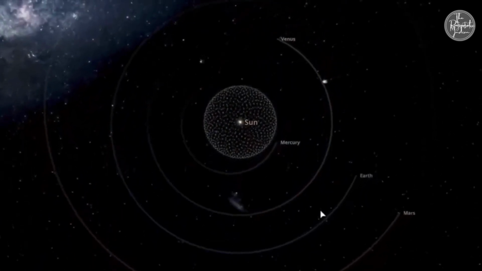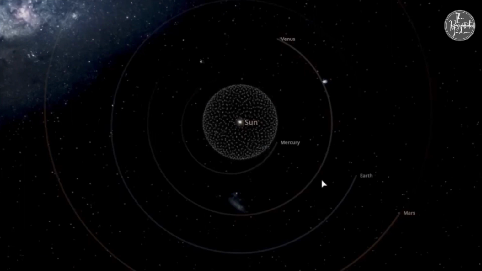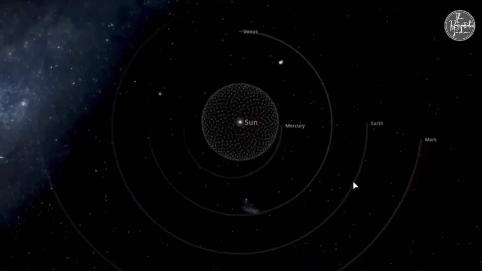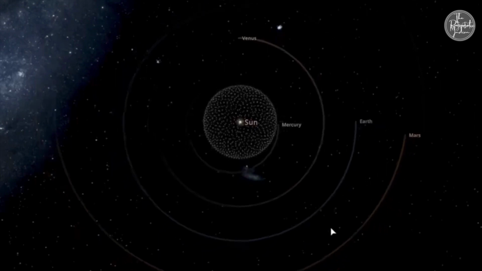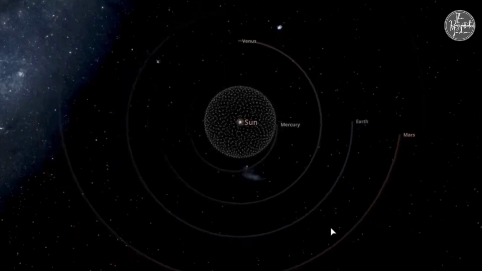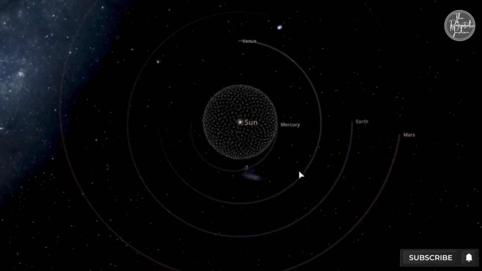Light exhibits both wave-like and particle-like properties. This phenomenon is known as wave-particle duality. It can behave as electromagnetic waves or as discrete packets of energy called photons. Photons, which make up light, are massless particles. They have no rest mass, and they always travel at the speed of light. Light is the fastest known entity in the universe. Nothing can exceed or match its speed.